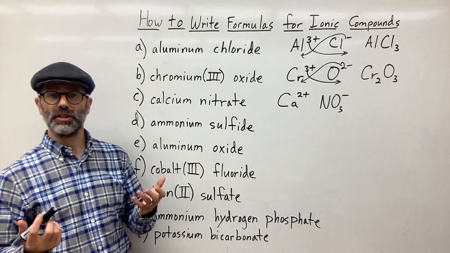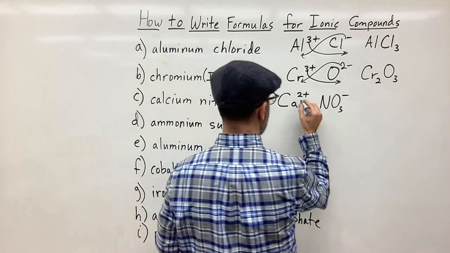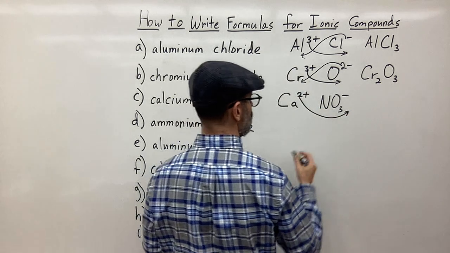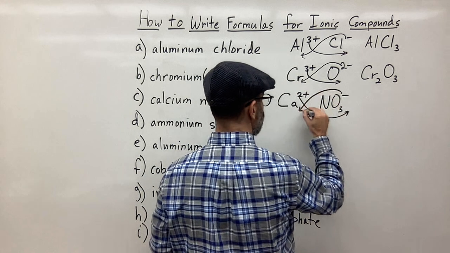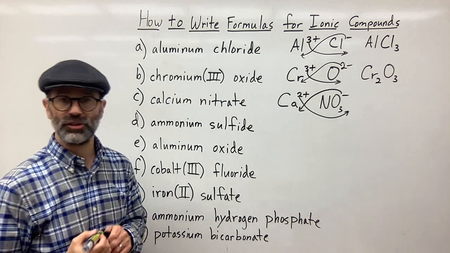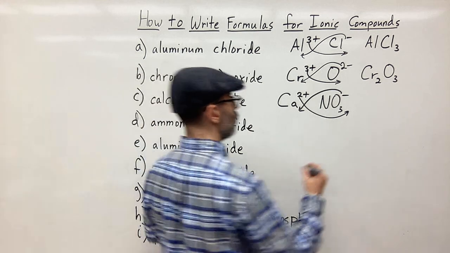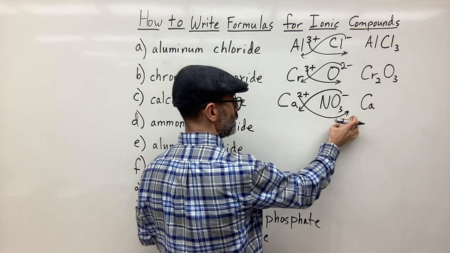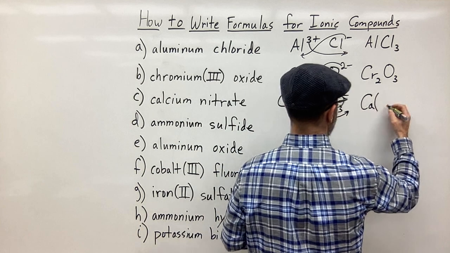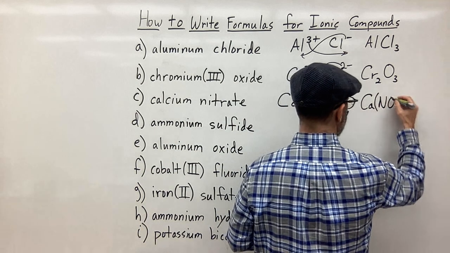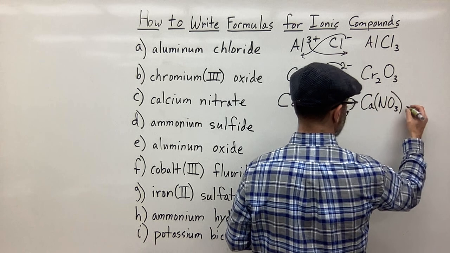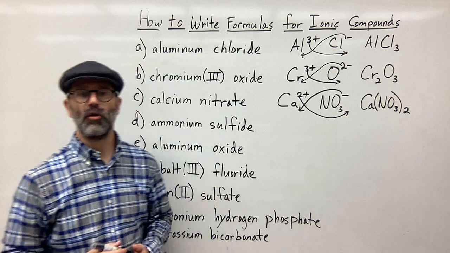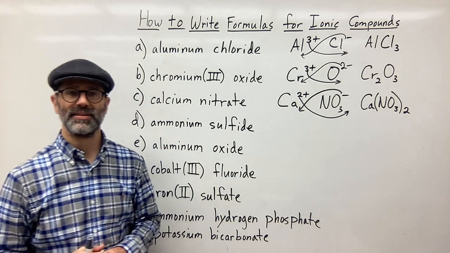So now we do our crisscross method. So here we have the 2 is going to go down here as a subscript for the nitrate. The 1 here is going to go down here as a subscript for the calcium. We don't write the 1s, so it's just going to be Ca. And then since we have two nitrates, we're going to have to use parentheses. So it's going to be parentheses, NO3, close parentheses, and the 2 goes there. And that is the formula for calcium nitrate.